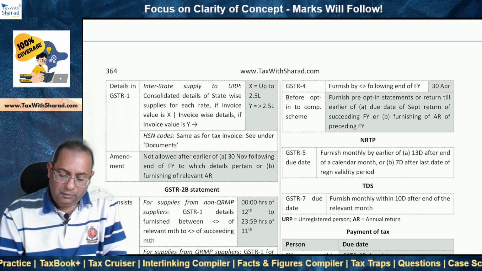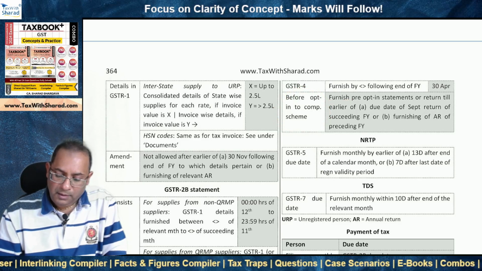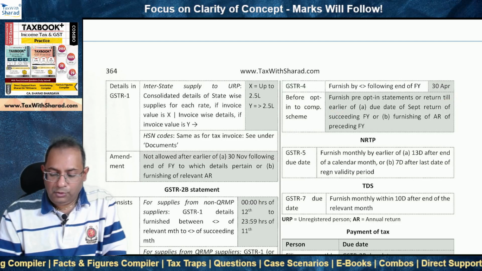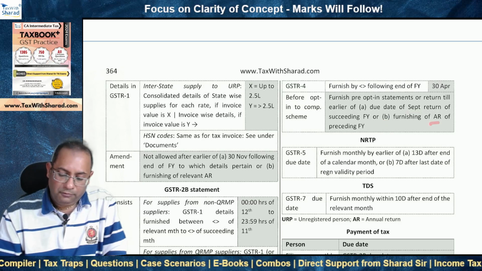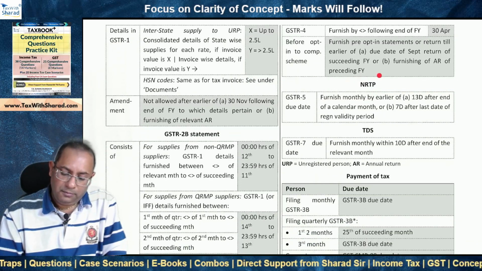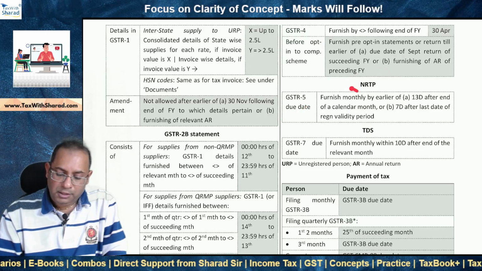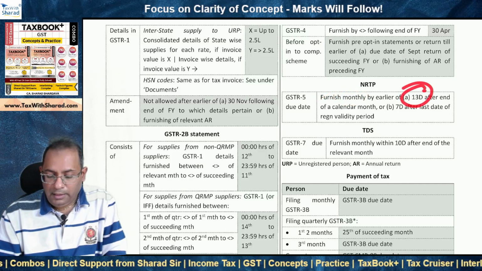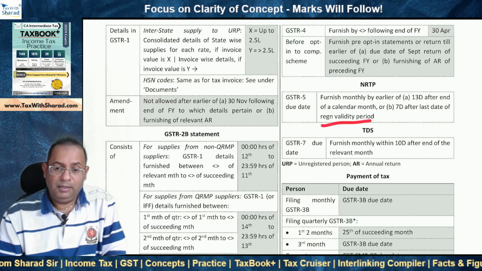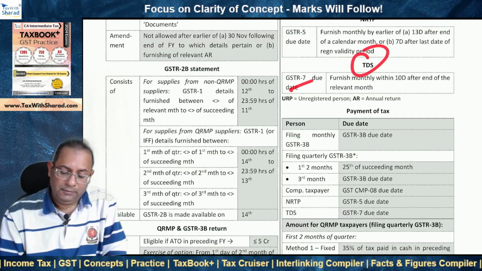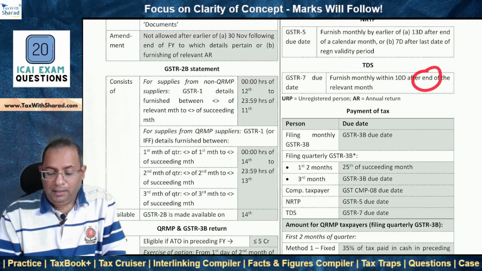Now statements or returns which are required to be furnished before opting in the composition scheme. These need to be furnished till the earlier of A or B. A is the due date of September return of the succeeding financial year. B is furnishing of annual return of the preceding financial year. Non-resident taxable person, NRTP. GSTR 5 return. What is the due date? It needs to be furnished monthly by the earlier of 13 days after the end of a calendar month or 7 days after the last date of the registration validity period. TDS return, GSTR 7. It needs to be furnished monthly within 10 days after the end of the relevant month.